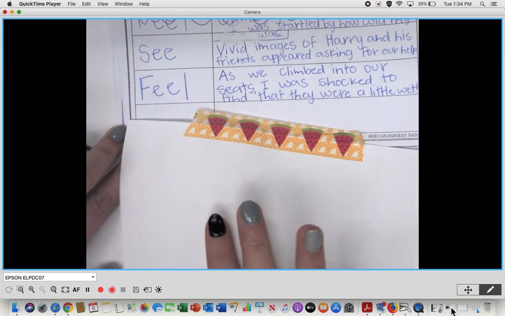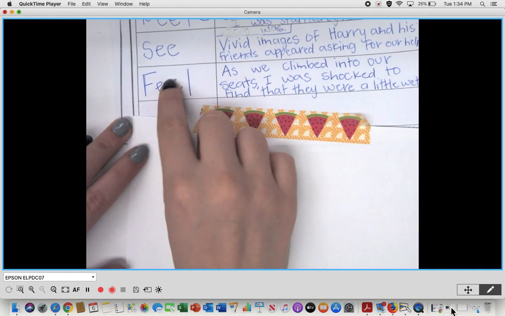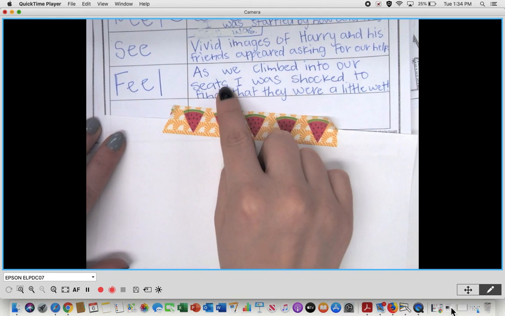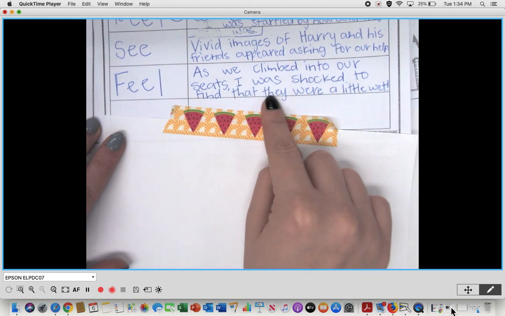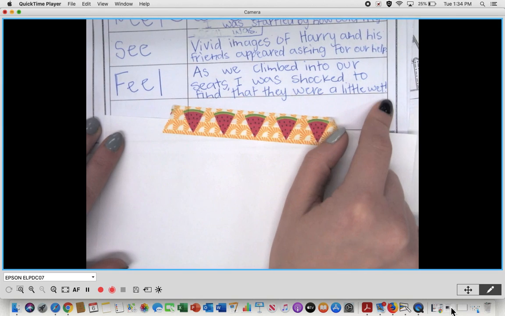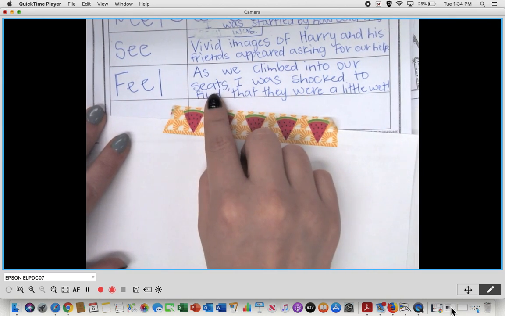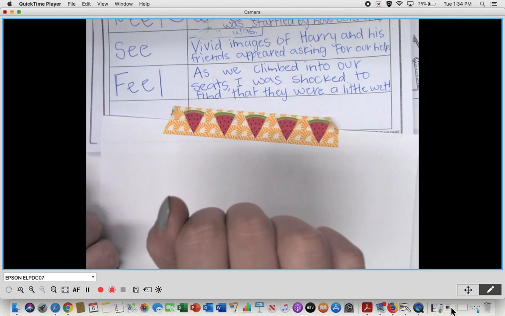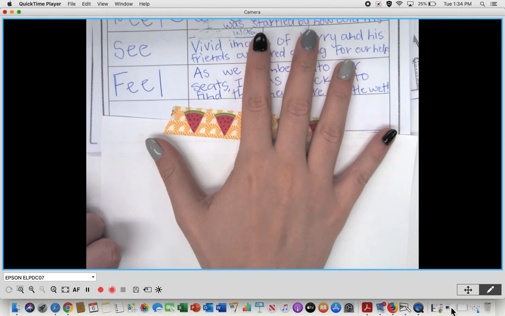And then finally, I went ahead and I did feel or touch. And I said, as we climbed into our seats, I was shocked to find that they were a little wet! And even add an exclamation point to show my surprise. And so you can see that I included 5 sentences, and you are expected to include 5 sentences.